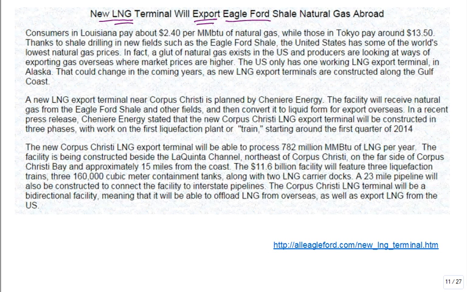So here's an interesting way of seeing it. Customers in Louisiana pay around $2.40 per MMBTU of natural gas. Per energy content, that's what you pay. But if you can get that to Tokyo, you can get $13.50 for the same amount. It's a big price difference. It's almost 6 times the price difference.